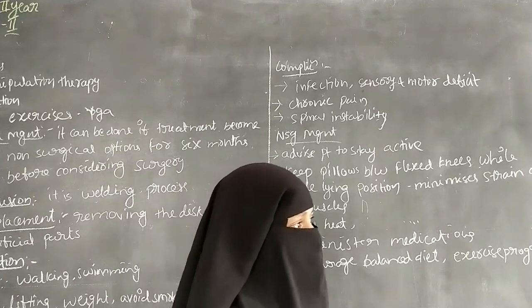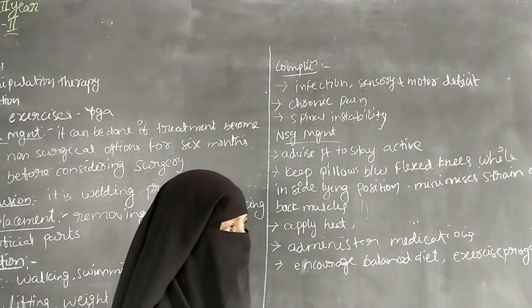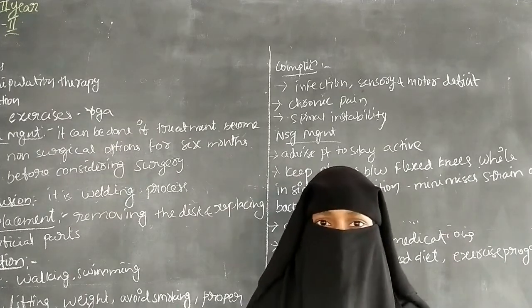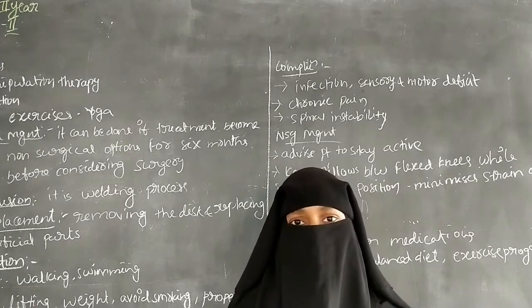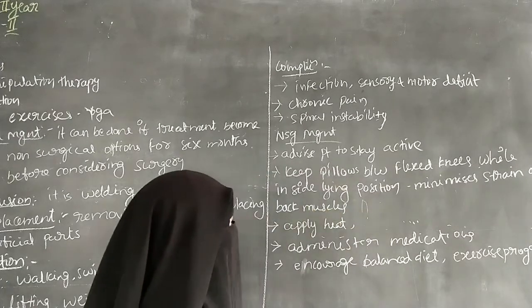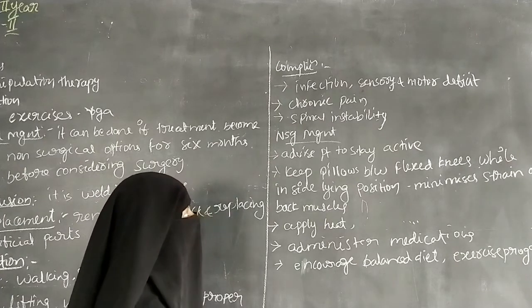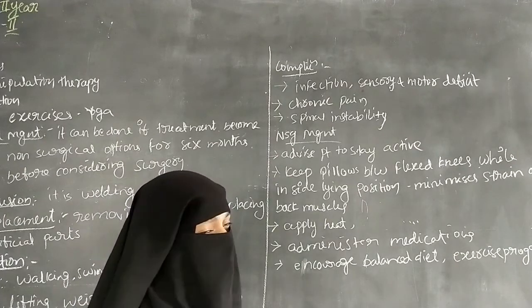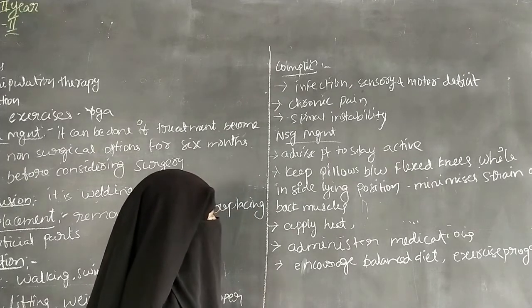So the patient will have severe pain, and there is spinal instability. So there is no flexibility of the spine, and no movement can occur in the spine. It becomes stiff. So the complications include infection, sensory motor deficit, chronic pain and spinal instability. And next one is nursing management.